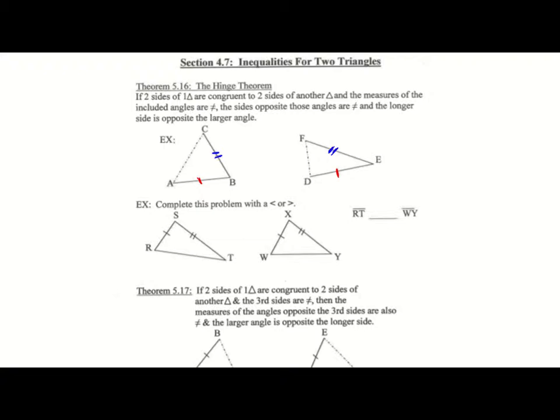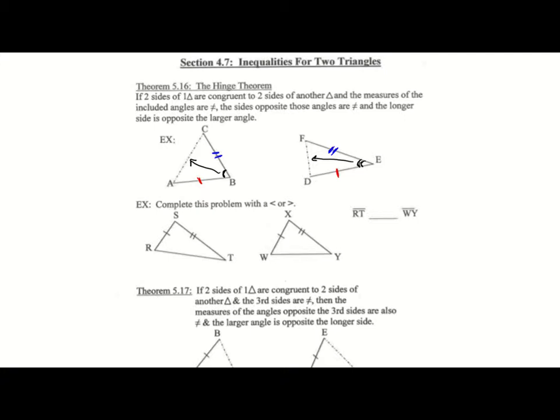So if that's true, those are congruent, and the measures of the included angle are not equal. So our included angle is where those two sides come together, so that would be angle B in this case, and angle E in this case. We can tell by just looking at them that angle E is a lot smaller than angle B. So we know that those two angles are not congruent, those are different. So if those three pieces of information are true, then the sides opposite those angles are not equal. So the sides opposite this angle and this side opposite this angle are not equal.